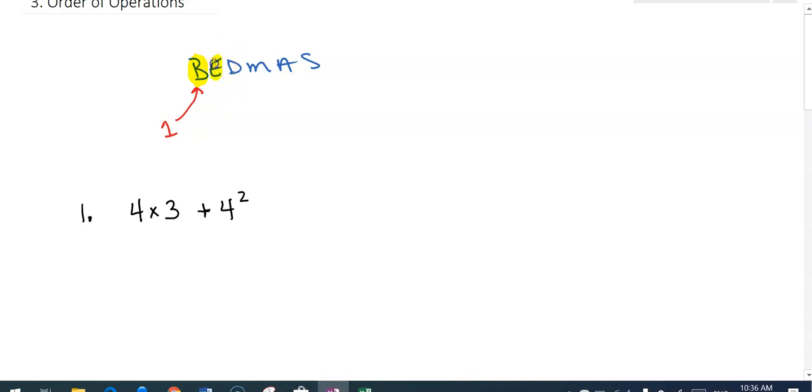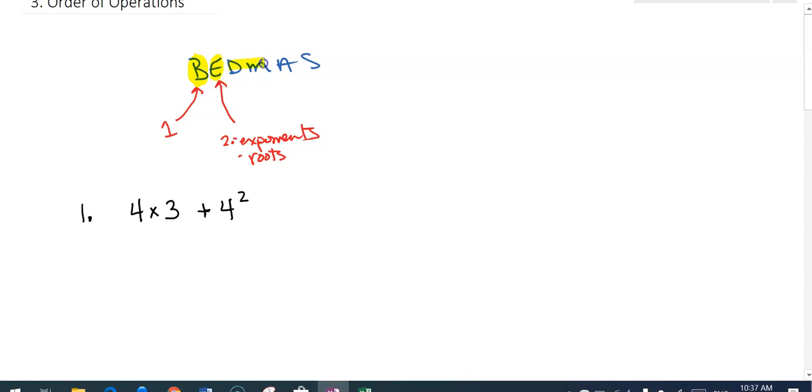Second is exponents. This is where our exponents and our roots come in. We have to make sure that all exponents and roots have been calculated before, and again, left to right in the order they appear. If you have a root and you have BEDMAS within that root, you have to do the BEDMAS within that root to be able to calculate the root. Okay? We'll practice some of those.